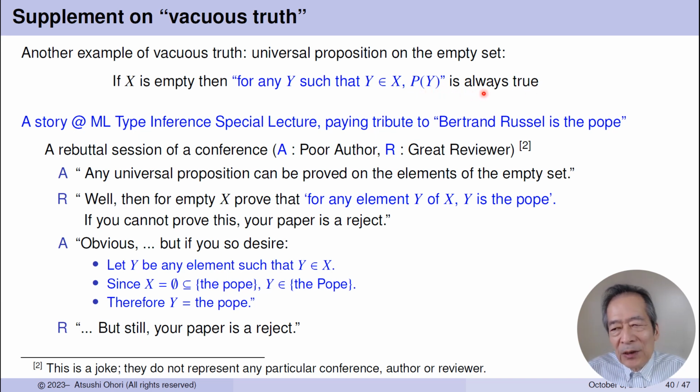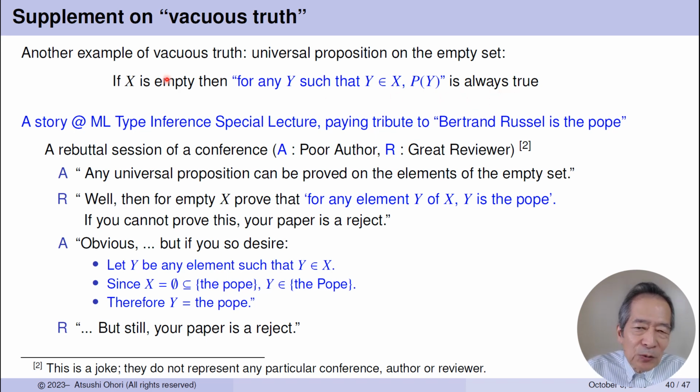Here always means for any predicate P. This sentence is true, and this sentence is a universal proposition, for any or for all, the same thing. For all Y such that Y is in X, P of Y, right? So this proposition is always true, and this is another example of vacuous truth.